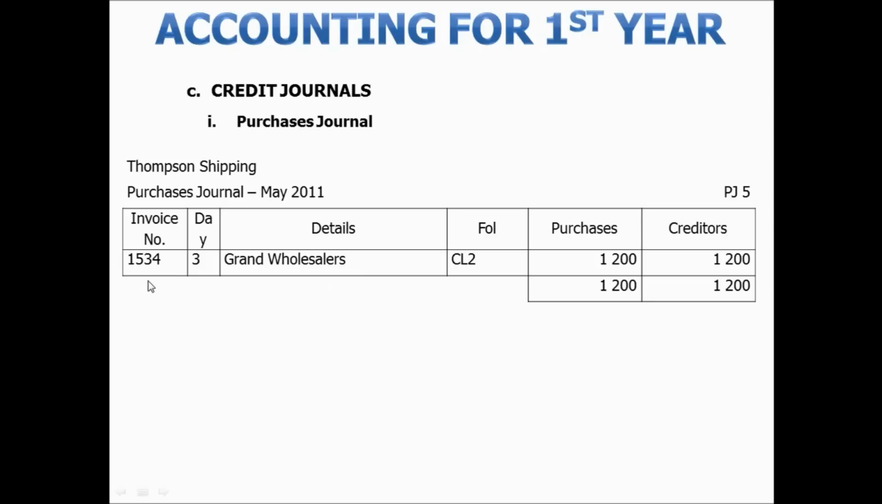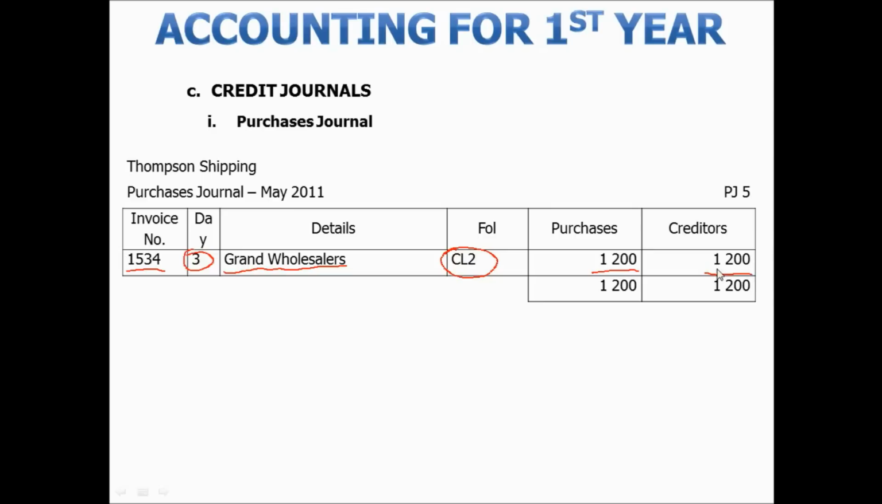In this example, we add the invoice number of the transaction, 1534, the date of the transaction, and the details relating to the transaction. We will then enter the folio number, and in this case there were goods purchased to the value of 1,200 Rand, and this was done on credit. So we will add 1,200 Rand in the creditors column.